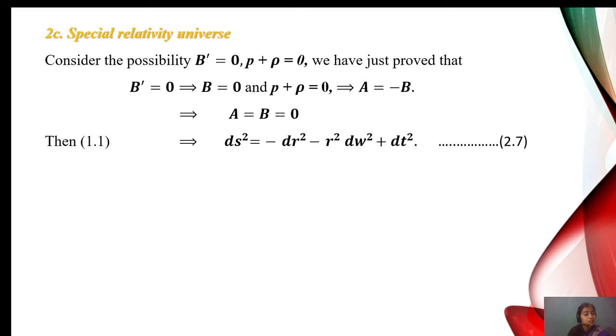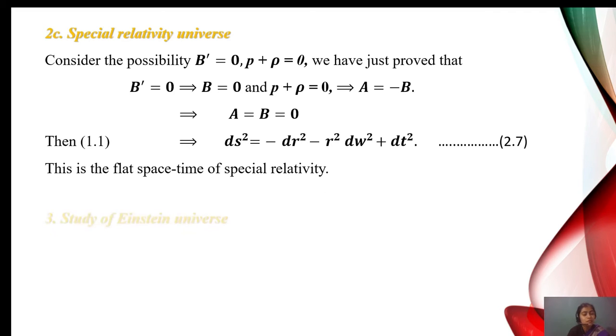Then dx square equals minus dr square minus r square dw square plus dt square. This is the flat space time of special relativity. Because this space time of relativity is put into the equation of this form, this is the simple form to consider as the space time of a special relativity universe.